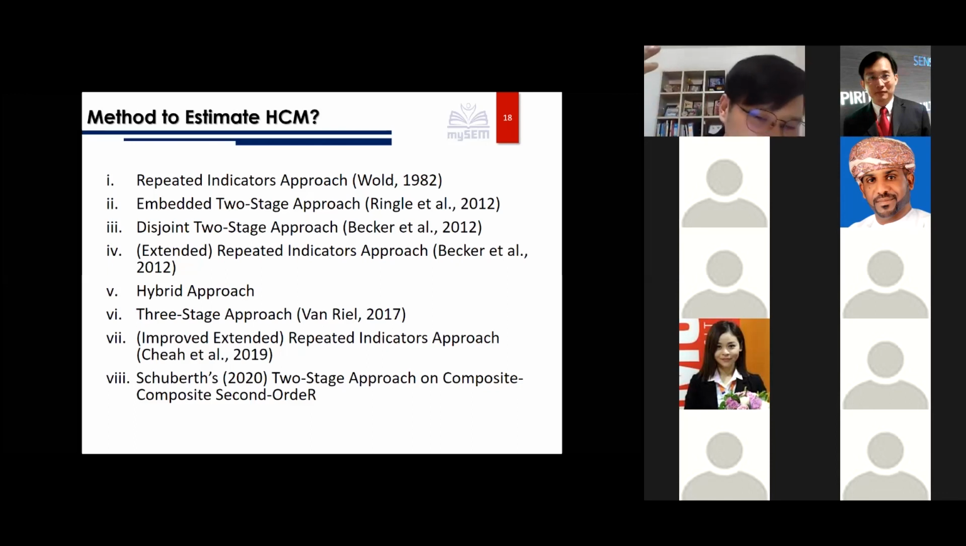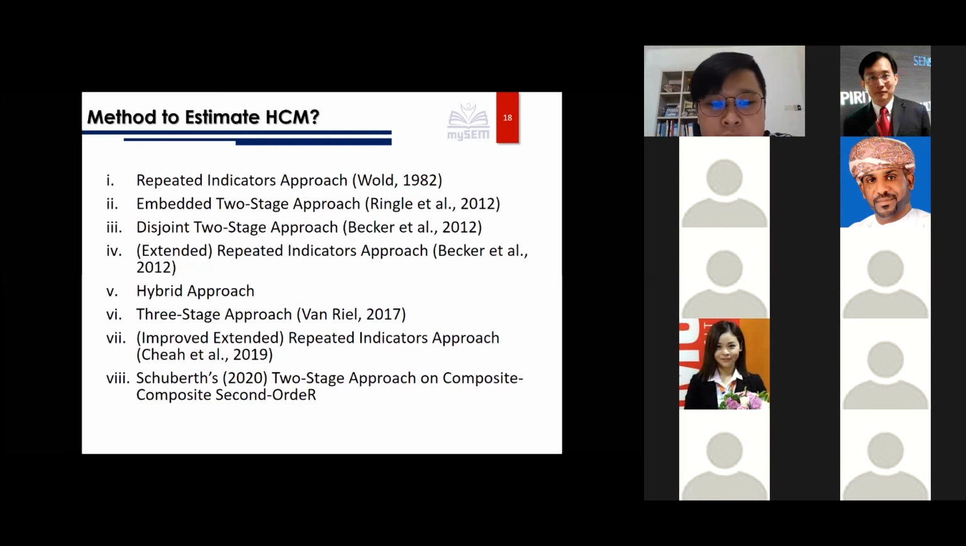This is more higher level, where this assumes common factor and composite, right? The lower order construct is a common factor, and then the second order construct is a composite model. Okay, so this one I will not cover today, but I will only cover 1, 2, 3, and 4 today. For 5, 6, 7, 8, I'm not covering.